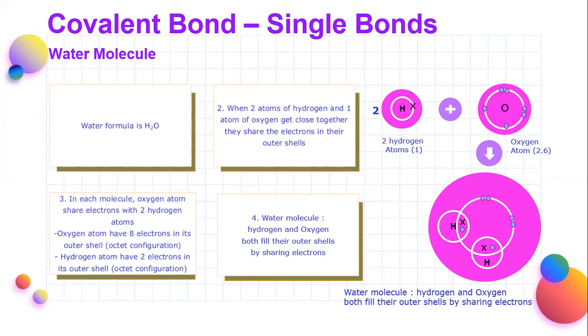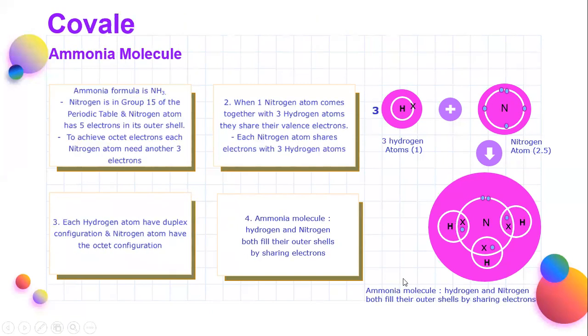In each molecule, the oxygen atom shares electrons with 2 hydrogen atoms, whereby the oxygen atom has 8 electrons in its outer shell, and each hydrogen atom has 2 electrons in its outer shell. For the water molecule, hydrogen and oxygen both fill their outer shells by sharing electrons.